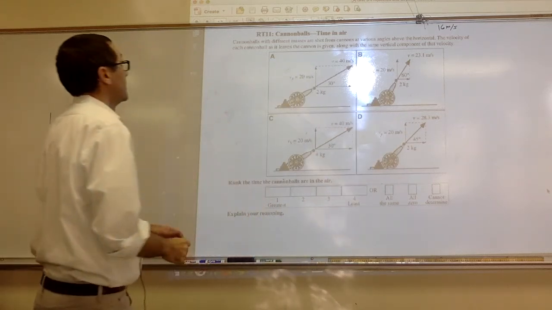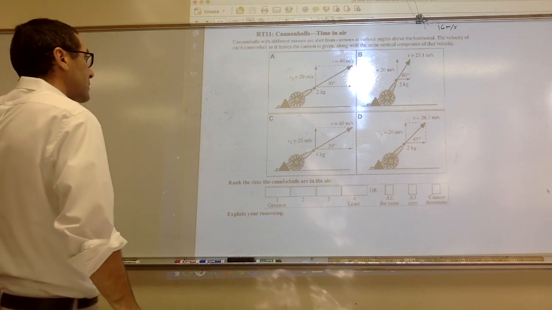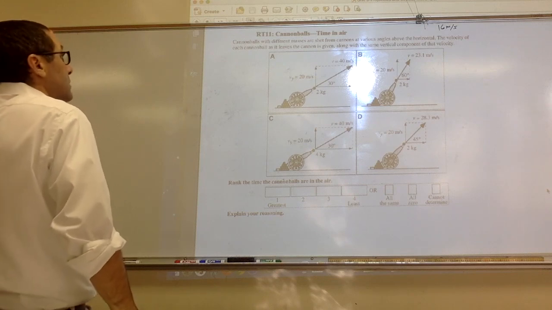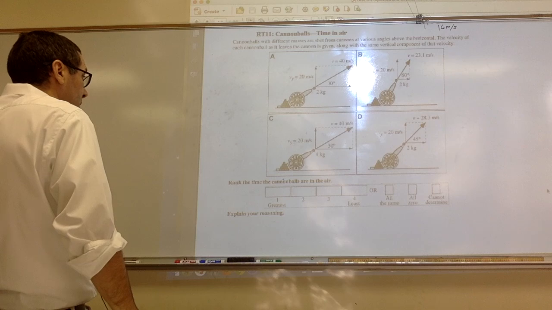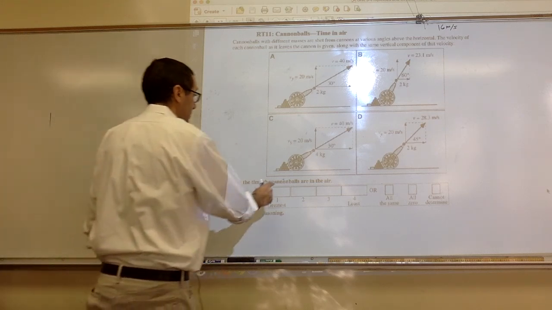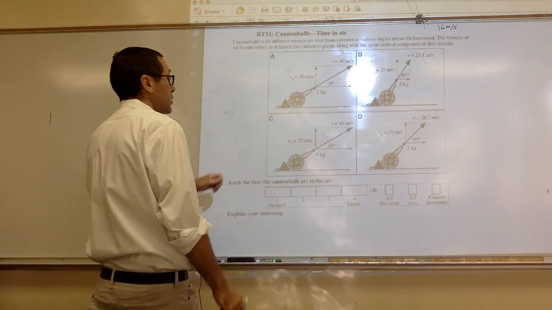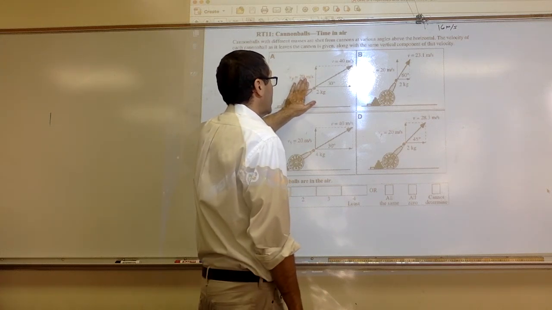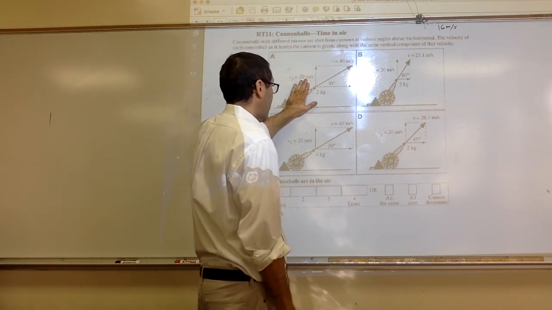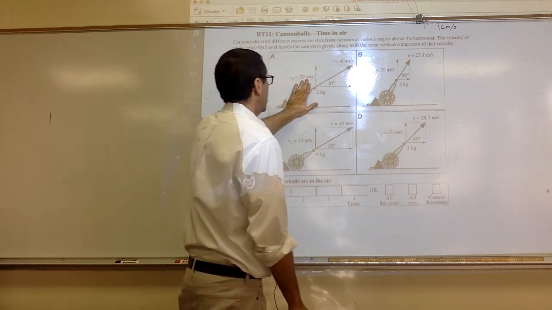Now let's look at these cannonball problems. All right, so they're giving us the vertical velocity and they're asking us to rank the time that the cannonballs stay in the air. Since they all have the same initial vertical velocity, they have to stay in the air the same amount of time.